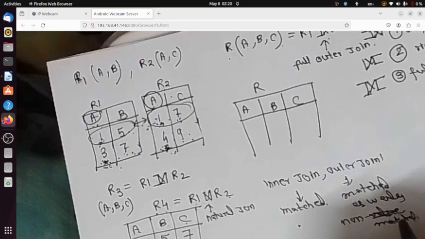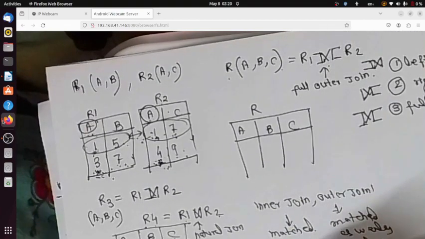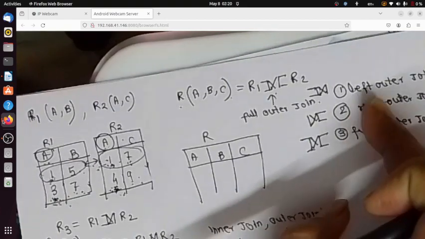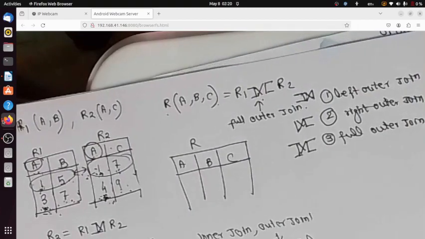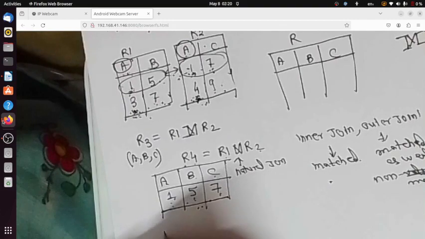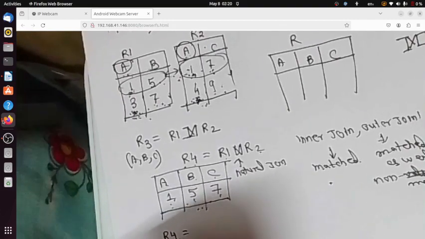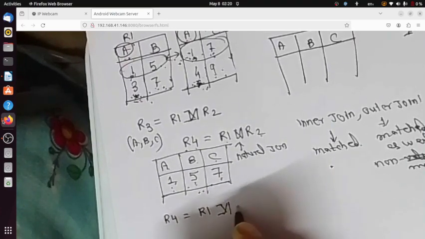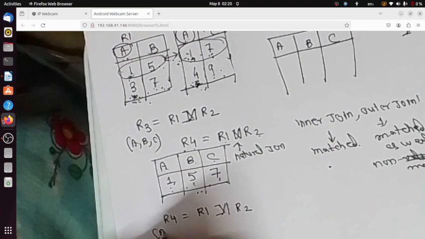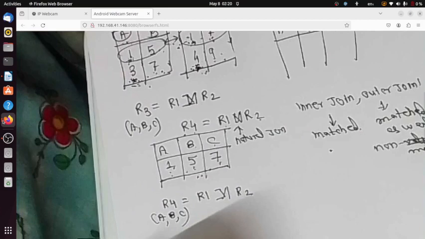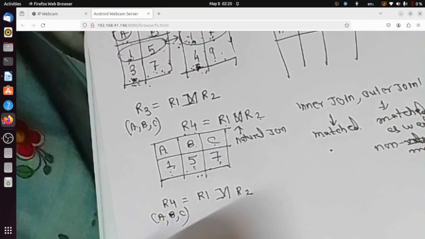Now there are three different kinds of outer join. In outer join there will be matched records as well as non-matched records. Now, when it is a left outer join, what does it mean? Suppose R4 is the output relation obtained by doing the left outer join operation between the two relations R1 and R2, and it has the attributes A, B, C. What will be the tuples or records in R4?